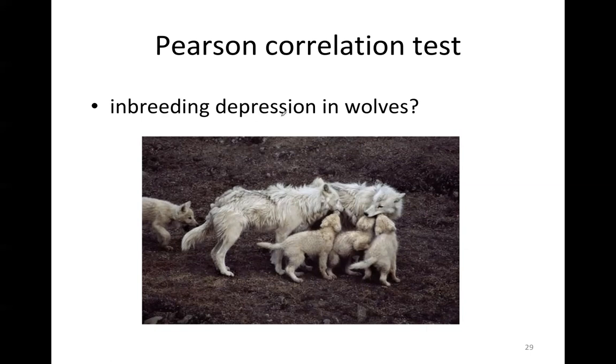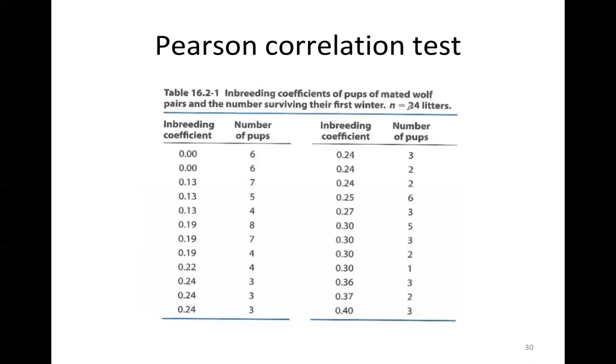It's not psychological depression. And there was the study where they were checking 24 litters. Litter here is a family, a batch of offspring, and they measured how inbred different groups of offspring from a single mother are, so they're measuring how related the moms and dads of a group of offspring are. That's the inbreeding coefficient. And they've also measured the number of pups that have survived their first winter.